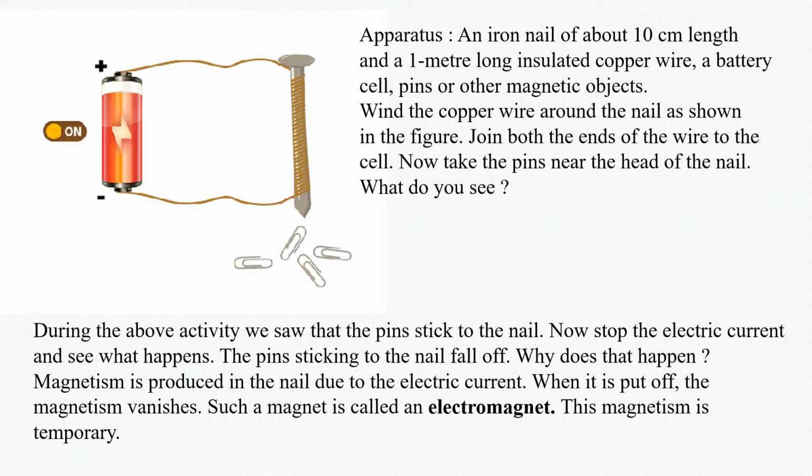Now here there is an electric cell. This is a battery, and inside the battery an electric current is produced. And because of the electric current, the nail on which we have wound copper wire is acting as a magnet. So your electric current is used in order to produce magnetism, and that is why it is called an electromagnet.